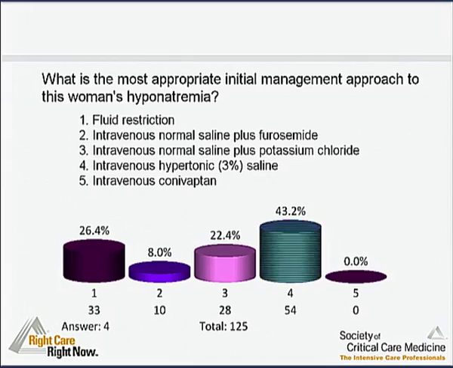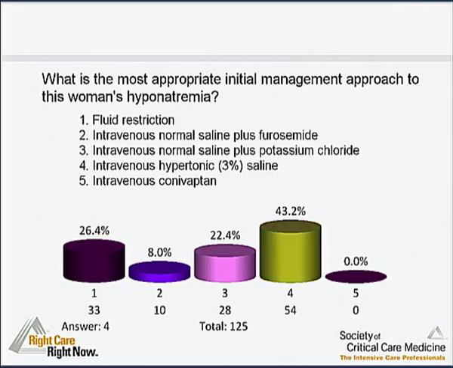Conivaptan is a combined V1 and V2 receptor antagonist. It's only approved for hypervolemic hyponatremia, so usually patients with CHF, and there's no agreement that using a V2 receptor antagonist in patients with symptomatic CNS involvement is safe. So that would not be the best answer either.